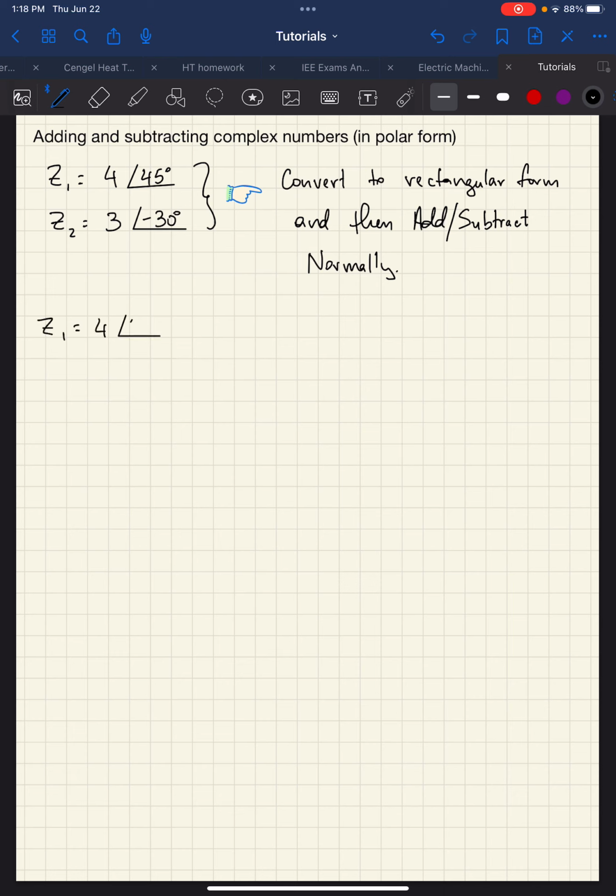To convert this into rectangular form, if you don't remember, it is also in the part 1 video, but in case you forgot, you take the magnitude of the complex number, which in this case is the 4. The real part of the rectangular form is going to be 4, which is your magnitude, times cosine of this angle. So in this case, it's cosine 45 degrees. The imaginary part, you put plus j, and again, you take the magnitude, which is the 4, and now you multiply by sine of the phase angle.